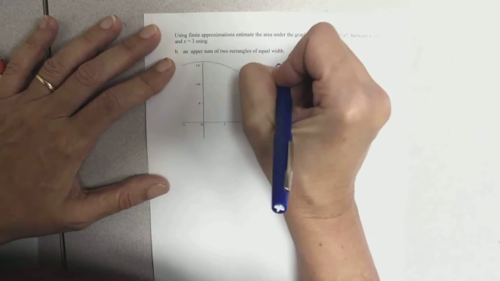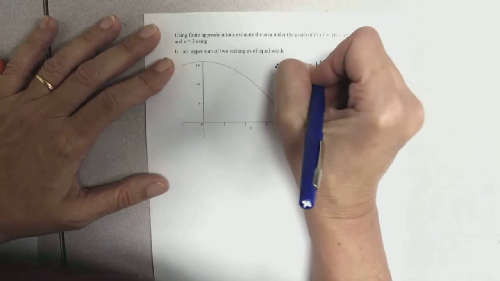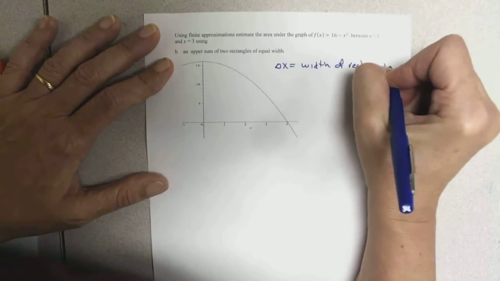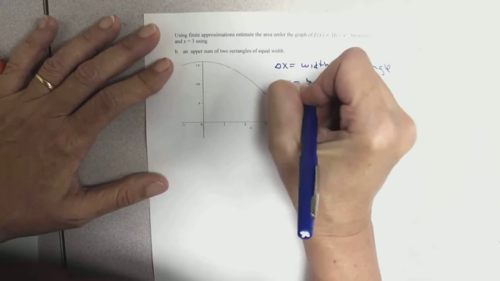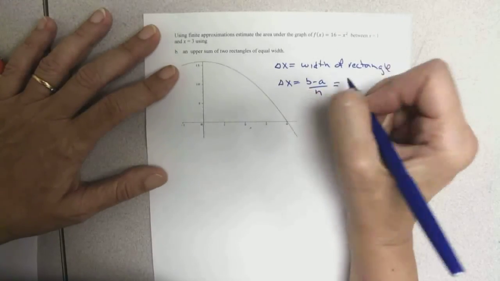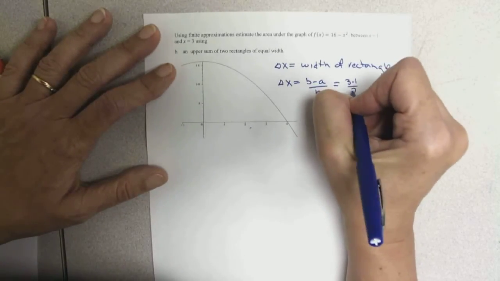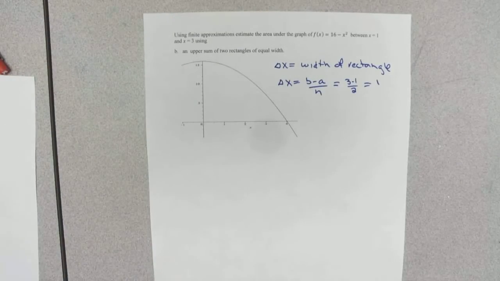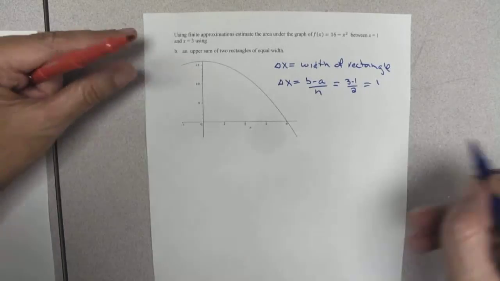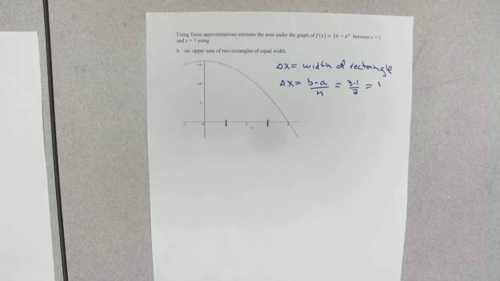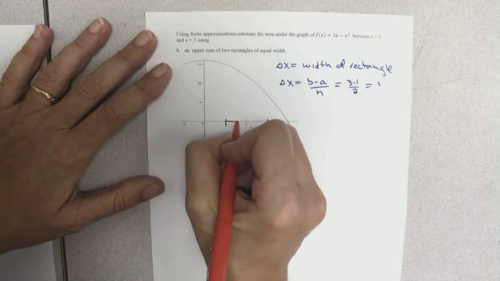So let's remember delta x equals the width of the rectangle. And delta x is always given by b minus a over n. So in this case, 3 minus 1 over 2, still 1, just like before. But now an upper sum. So drawing my rectangles again. And remember, we're on the interval from 1 to 3. So equal width rectangles of 1 unit.